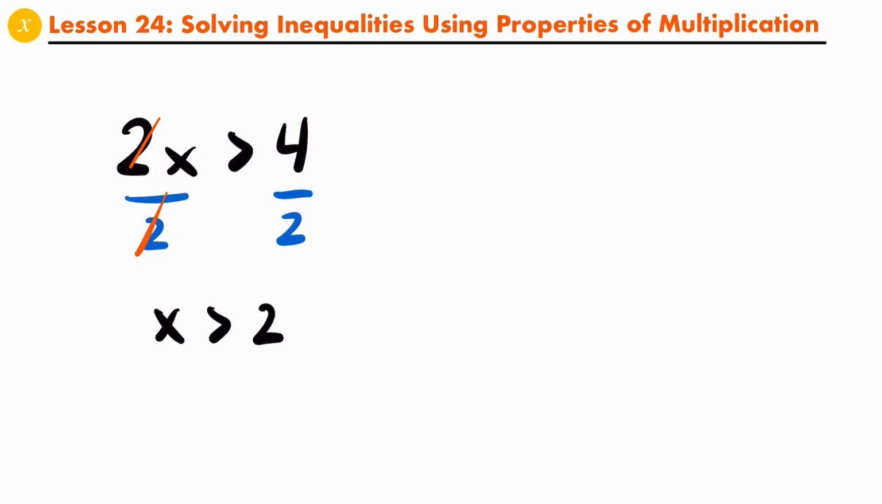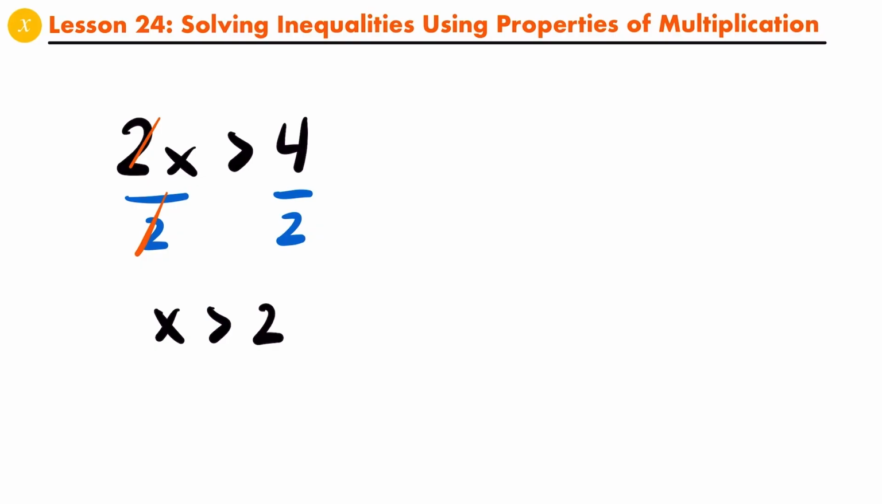And so x is greater than 2 is a solution set we get for this inequality, but does that solution make sense? Well, let's test it out. If we pick a value of x greater than 2 and plug it into the original inequality, let's see what happens. I'll choose x equals 3 because 3 is bigger than 2. In the original inequality, you'll have 2 times 3, which is 6, and 6 is bigger than 4.